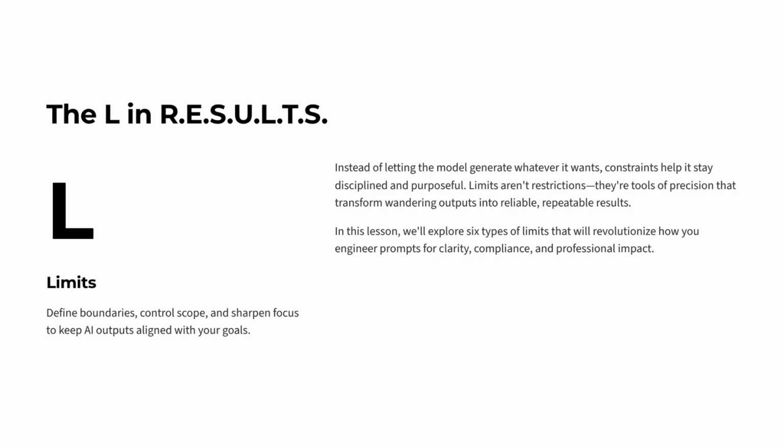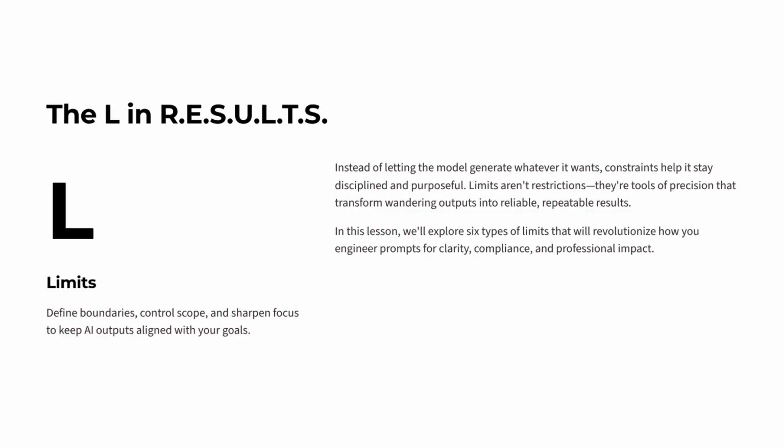Limits are about defining boundaries, controlling scope, and sharpening focus so the AI stays aligned with your goals. Instead of letting the model generate whatever it wants, constraints help it remain disciplined and purposeful. Limits are not restrictions. They are tools of precision. They transform wandering outputs into reliable, repeatable results.